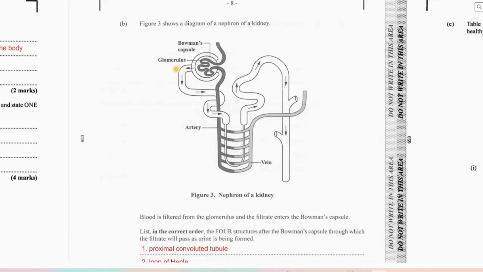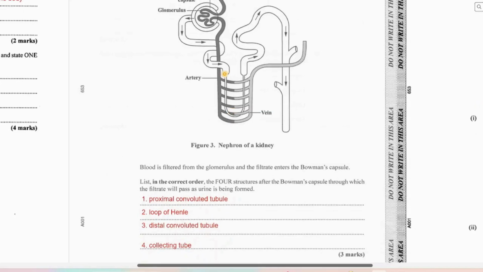After the Bowman's capsule, you have this part here before you get down into this loop, and this is your proximal convoluted tubule. After the proximal convoluted tubule, you have the loop of Henle. After the loop of Henle, you have the distal convoluted tubule. And last but not least, you have the collecting duct. Remember that the collecting duct is what passes the now called urine into the ureter for it to get to the bladder. And then from the bladder, you get rid of it from your body through the urethra.